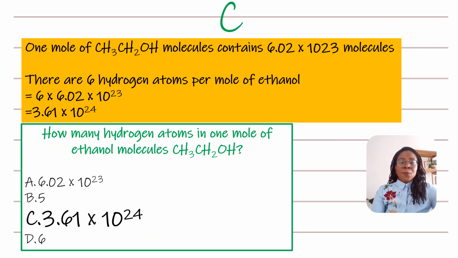And finally, for our green question, the answer is C. Similarly to the last one, there are 6 hydrogen atoms per mole of ethanol. So 6 multiplied by Avogadro's constant gives you 3.61 times 10 to the 24.